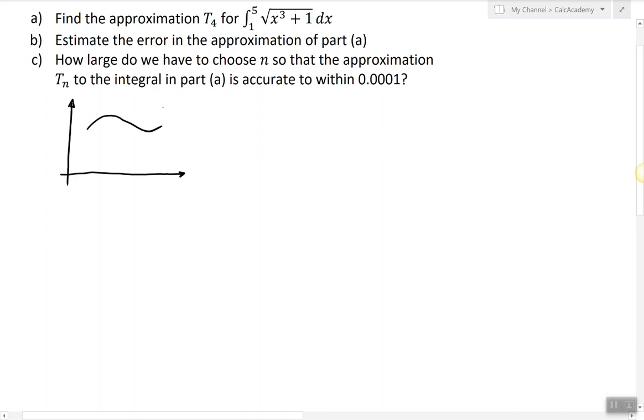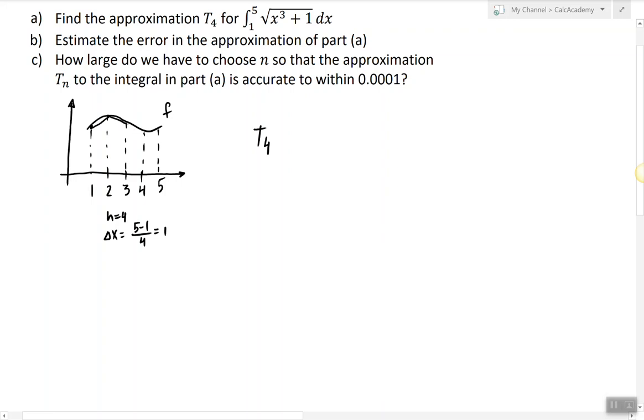If we have some function f, in this case on the interval from 1 to 5, and we want to find T4, that means n is equal to 4, and that means delta x is equal to (5 minus 1) over 4, which equals 1. That means we divide this interval into 4 subintervals with numbers 1, 2, 3, 4, and 5. And the area in each of these 4 intervals will be estimated using the trapezoidal rule.